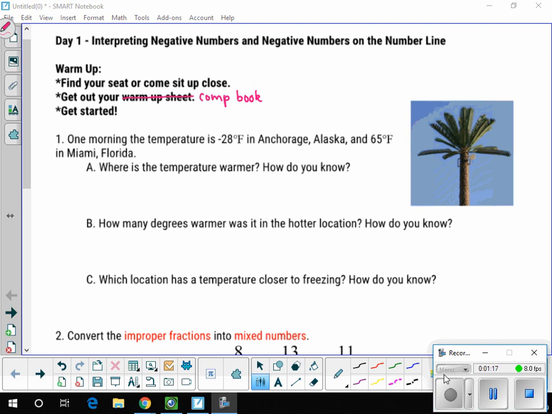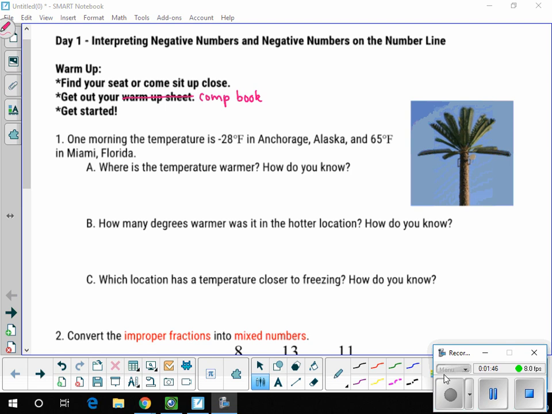So starting with our first problem, this says one morning, the temperature is -28 degrees Fahrenheit in Anchorage, Alaska, and 65 degrees Fahrenheit in Miami, Florida. Now hopefully you have some background knowledge to be able to answer that question. But using just our numbers there, I'm curious, which one do you think is warmer? So Vance, we're going to start off with you. I want you to just tell us which one you think is warmer.